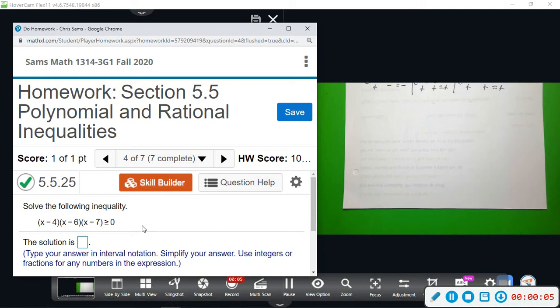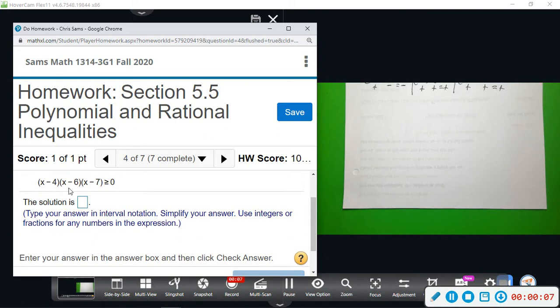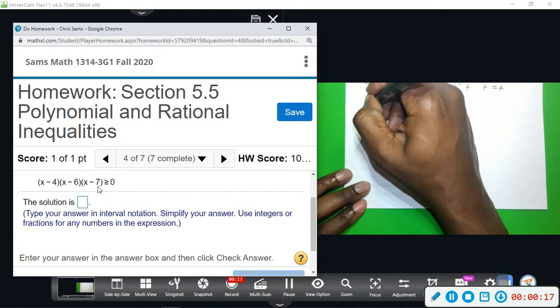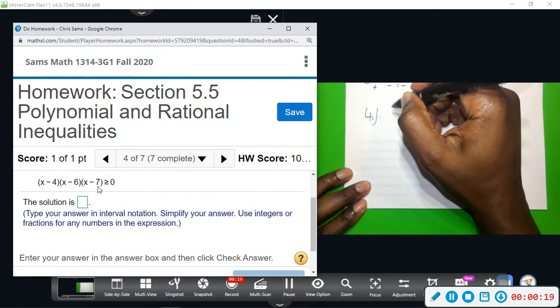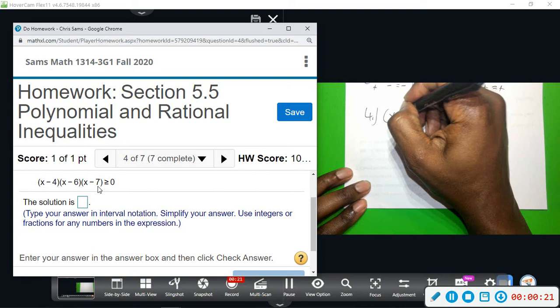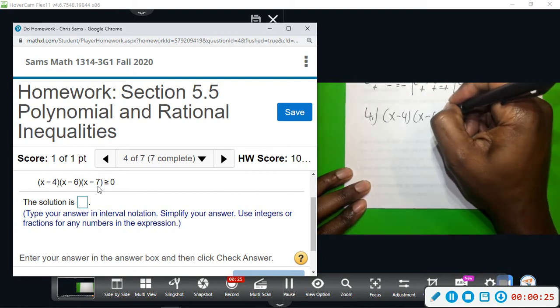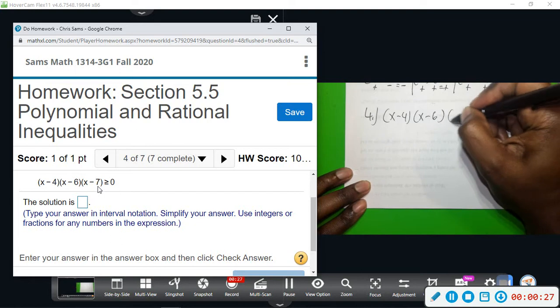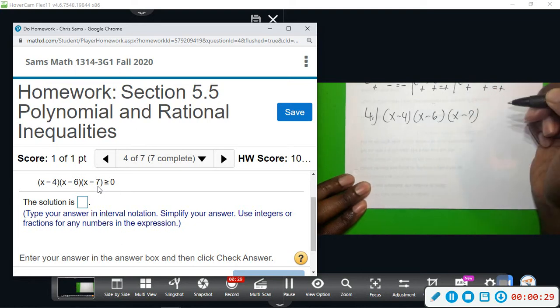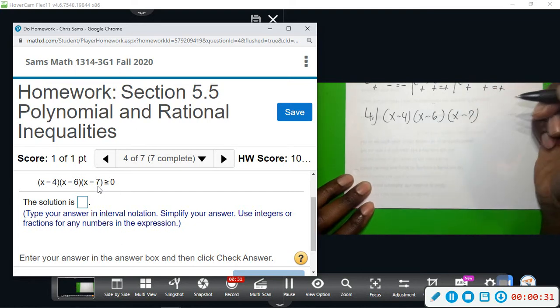Alright, number 4, we want to solve this inequality. We have 3 parts, so this time we're going to have to check 4 numbers out in between those. So if I set this up, (x - 4)(x - 6)(x - 7), I want to know where this is greater than 0.